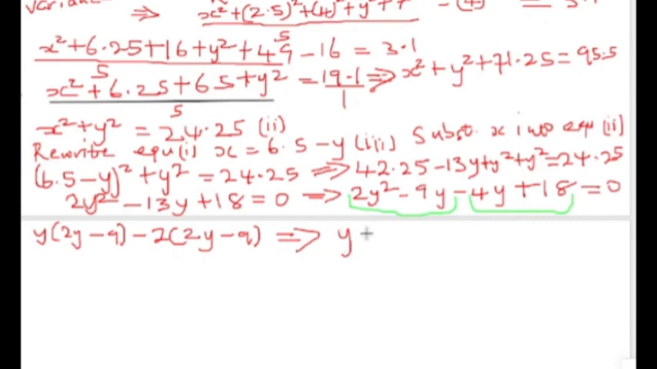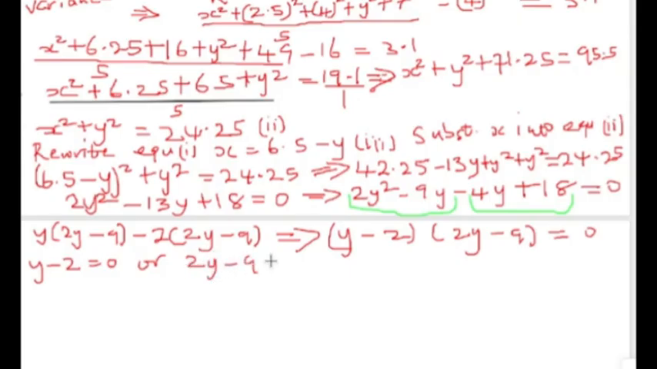Solutions are y minus 2, 2y minus 9, everything is equals to 0. Okay, so it means that y minus 2 is equals to 0, or 2y minus 9 is equals to 0. So this implies that y is equals to 2, or y is equals to 9 over 2, which gives us 4.5.